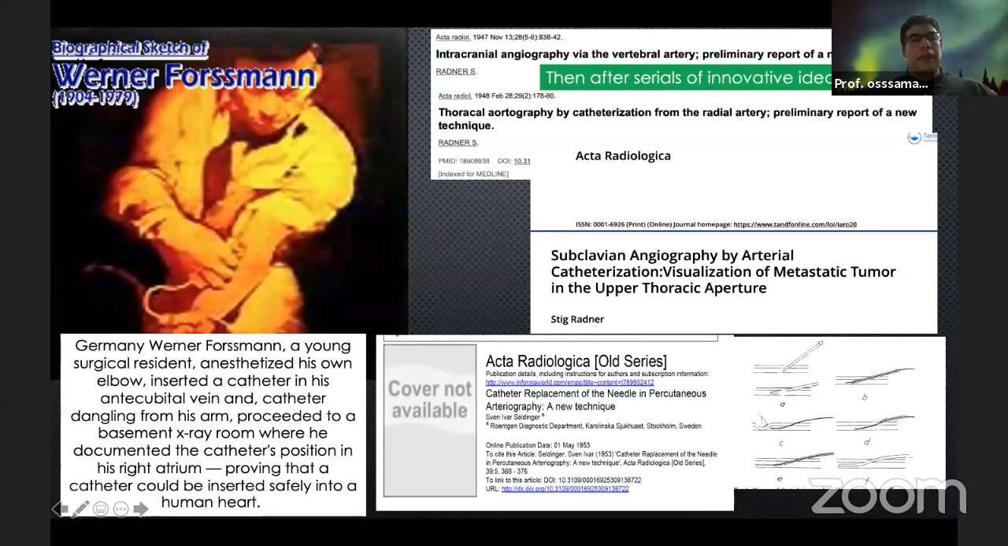tried to insert a catheter in his antecubital vein and navigate the catheter from his arm to the right atrium, trying to prove that a catheter can navigate the vessels reaching the heart. And during this era, this student was fired from the residency program, and he was accused of using circus methods instead of medical science.